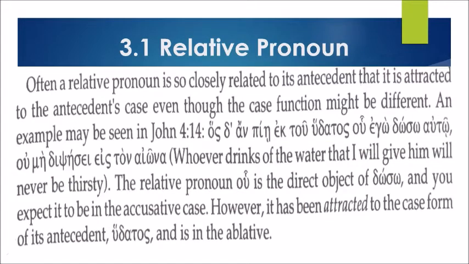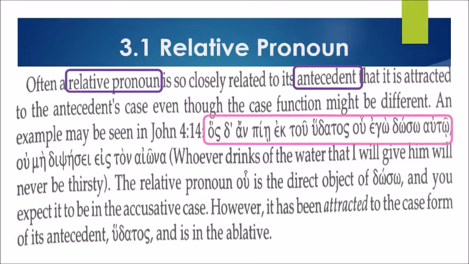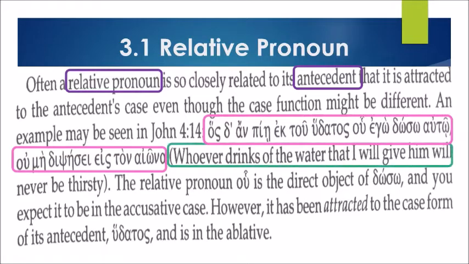Often the relative pronoun is so closely related to its antecedent that it is attracted to the antecedent's case, even though the case function might be different. An example might be seen in John chapter 4, verse 14. Let's read the sentence all together. Hos d' an pie ek tou hudatos hou ego doso auto, ou me dipsesei eis ton aiona. Means whoever drinks of the water that I will give him will never be thirsty.